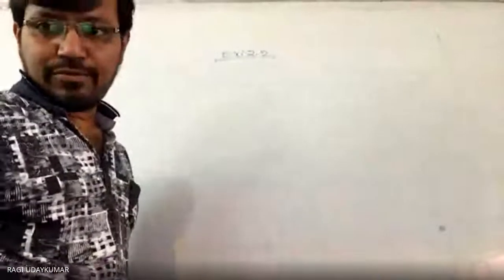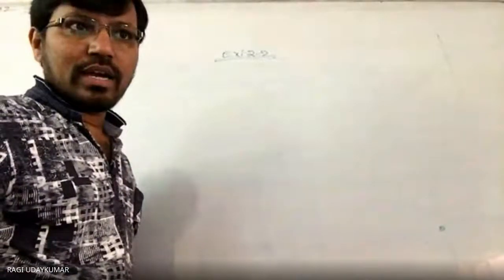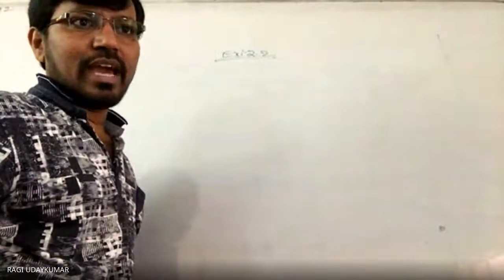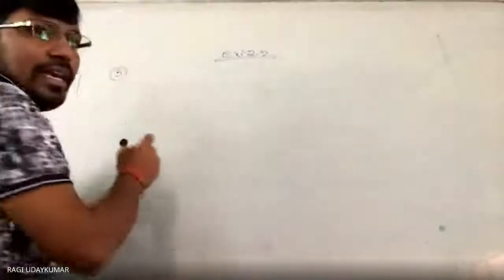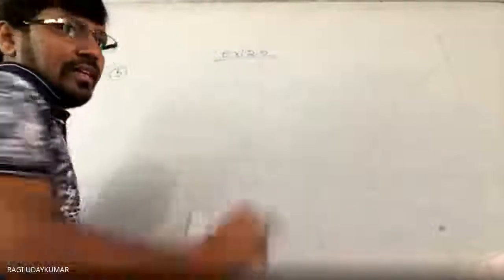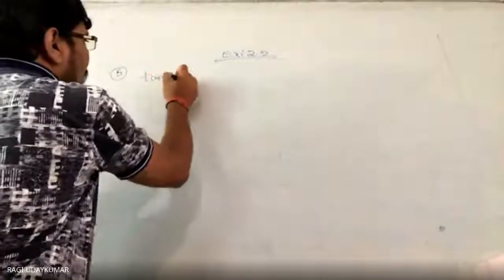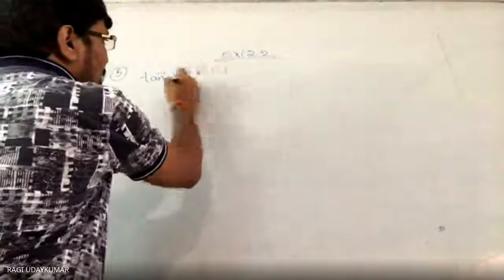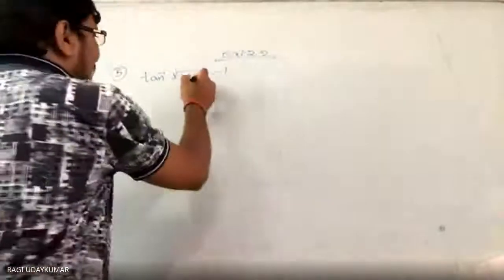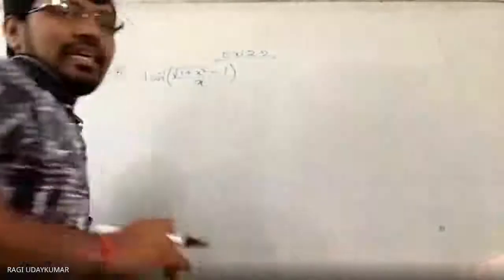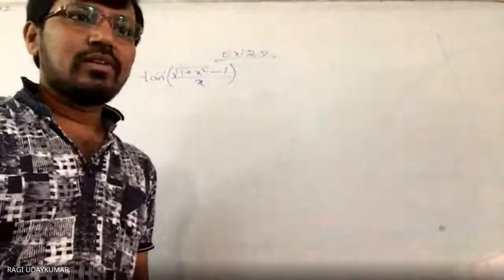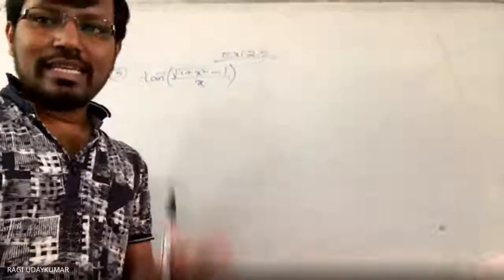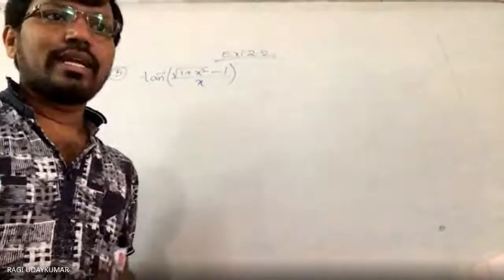So in exercise 2.2, the fifth problem, if you are taking into consideration, the first four problems we have already discussed in the class. So the fifth problem here is tan inverse of under root of 1 plus x square minus 1 divided by x. The question is to write the function in the simplest form.